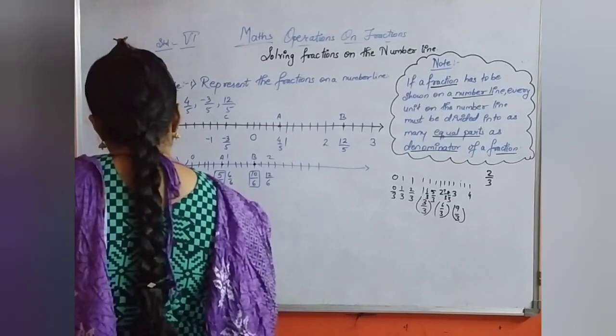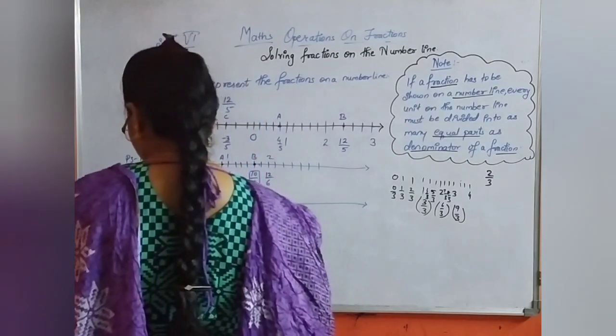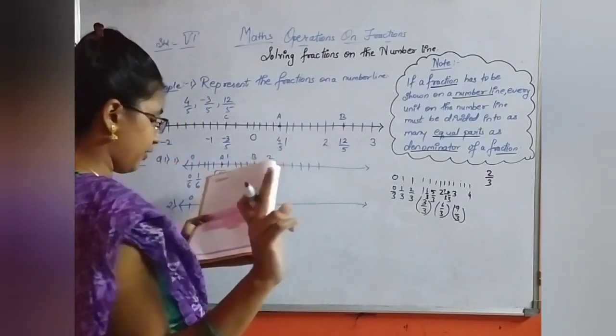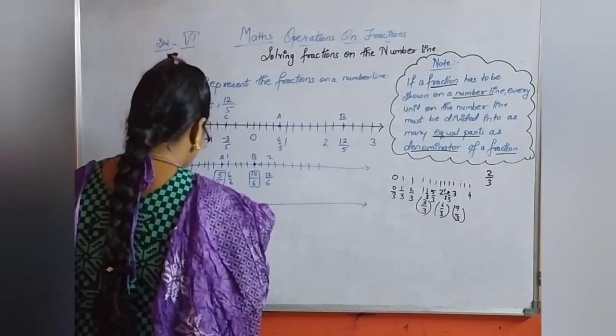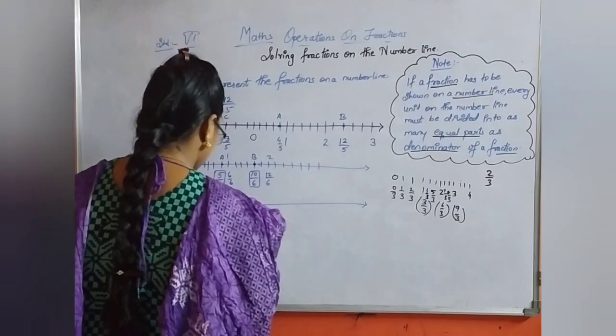Second one, zero is given, and see 1 is given as 5 upon 5. That means after 0, the fifth part is 1. 1, 2, 3, 4, 5.